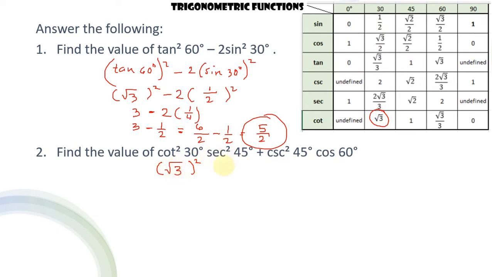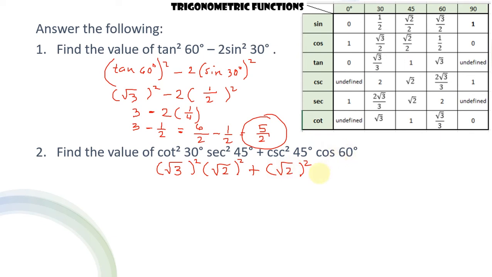And then secant squared 45 degrees. Of course, there is a square here. So look for secant 45. Secant 45 is this one, square root of 2. So put square root of 2 here, and then plus cosecant squared 45 degrees. So again, we put open and close parentheses for the squared. Then look for cosecant 45 degrees. That is square root of 2.